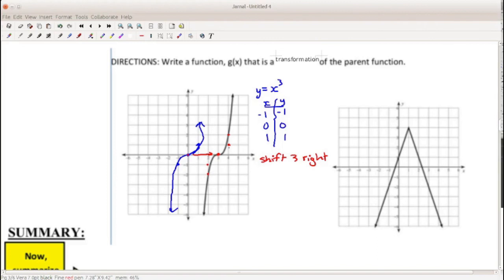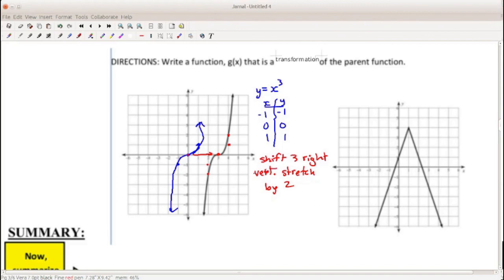So what this has done then is this has taken a value of 1 and multiplied it by 2. A value of -1 multiplied by 2. And this one at 0 stayed there. So what I have then is a vertical stretch by 2.